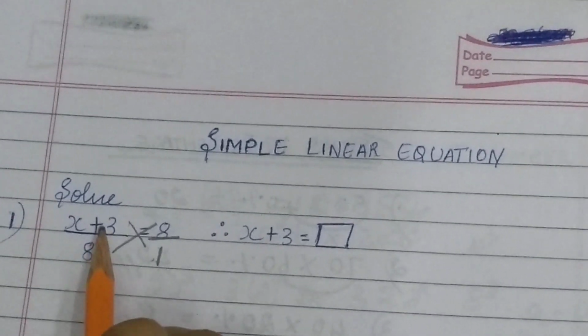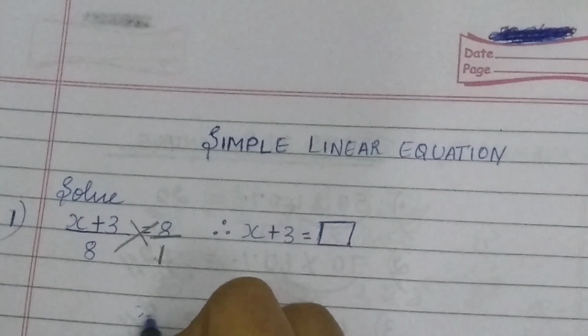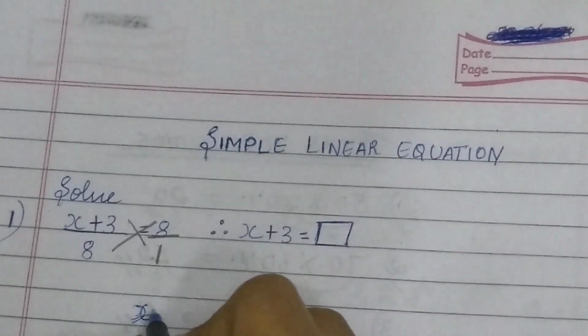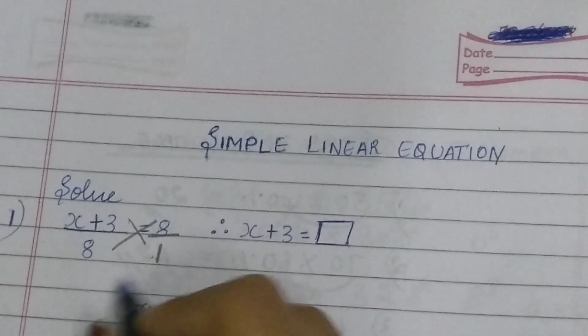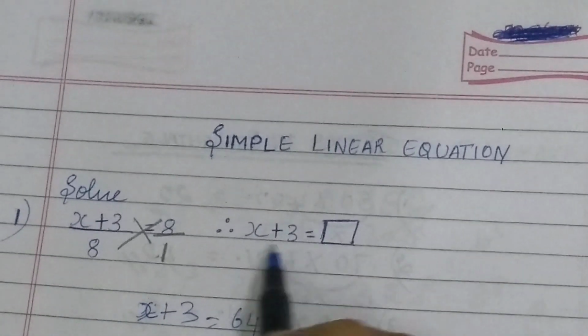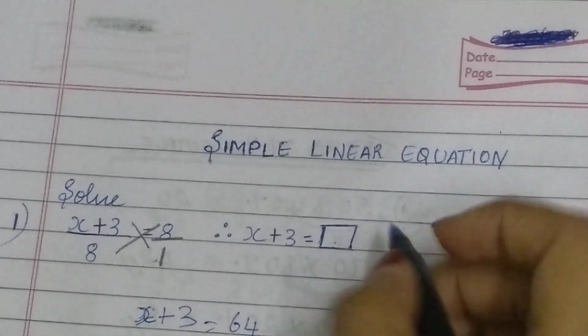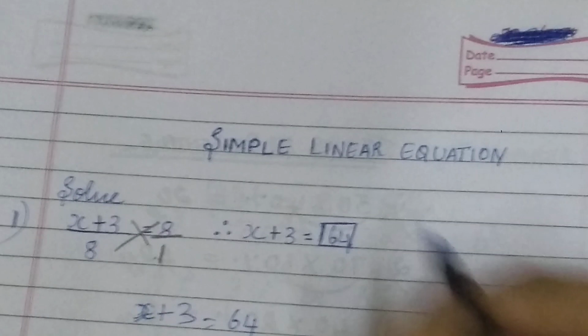So shall we cross multiply this? x plus 3 into 1 is x plus 3, right? x plus 3 is equal to 8 8s are 64. Therefore we have to find the value here. x plus 3 is equal to 64. You got the answer. So your answer is 64.